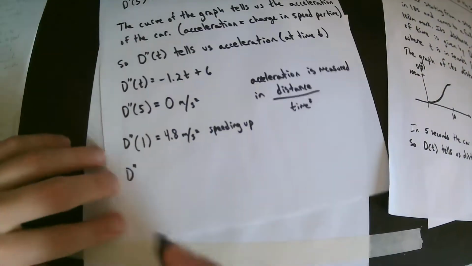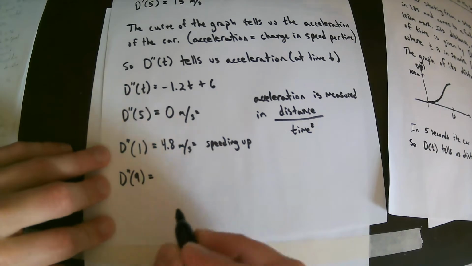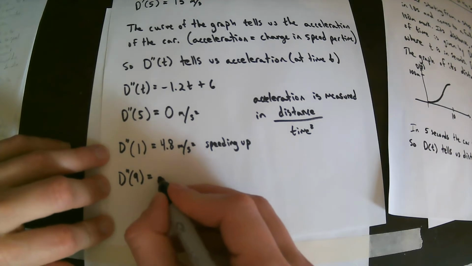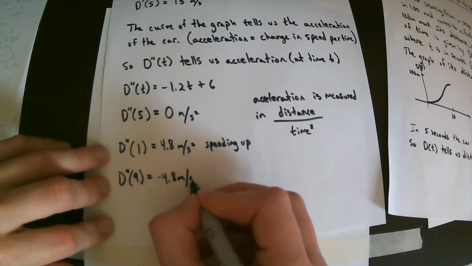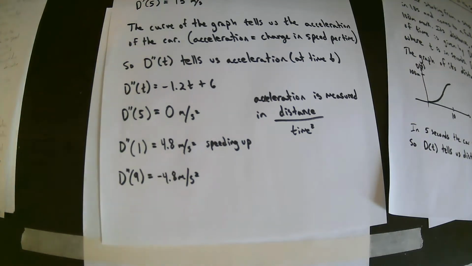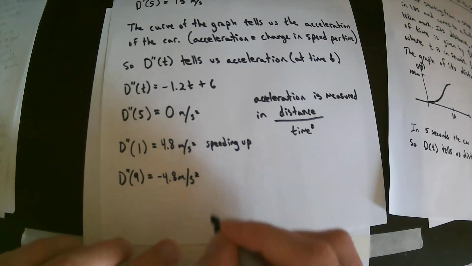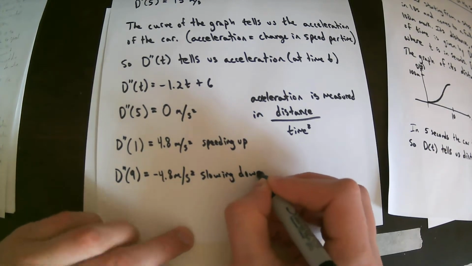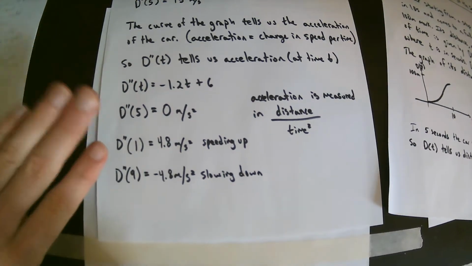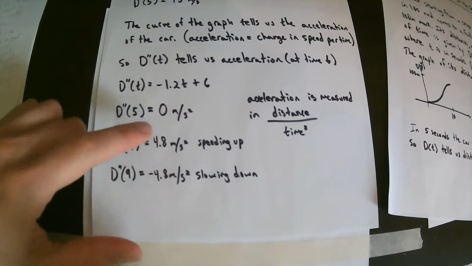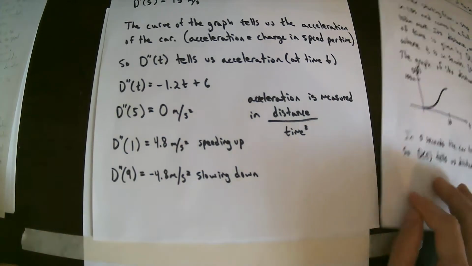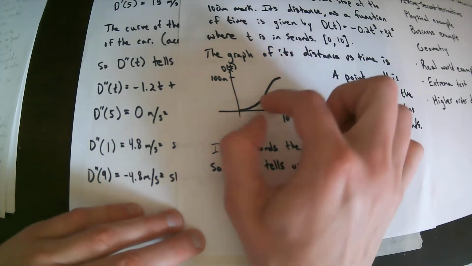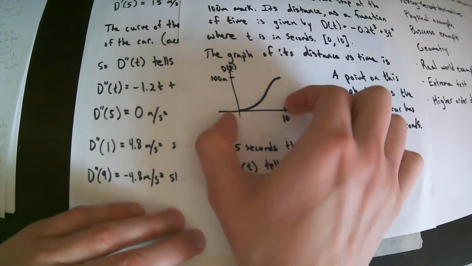That second derivative at 9 is going to be almost exactly the same, except it's going to be negative 4.8 meters per second squared. So negative 4.8 meters per second squared, so it's actually slowing down because the acceleration is negative here. And it's the same number, 4.8, because I specifically picked a very nice function that's symmetrical in this little bound of 0 to 10.